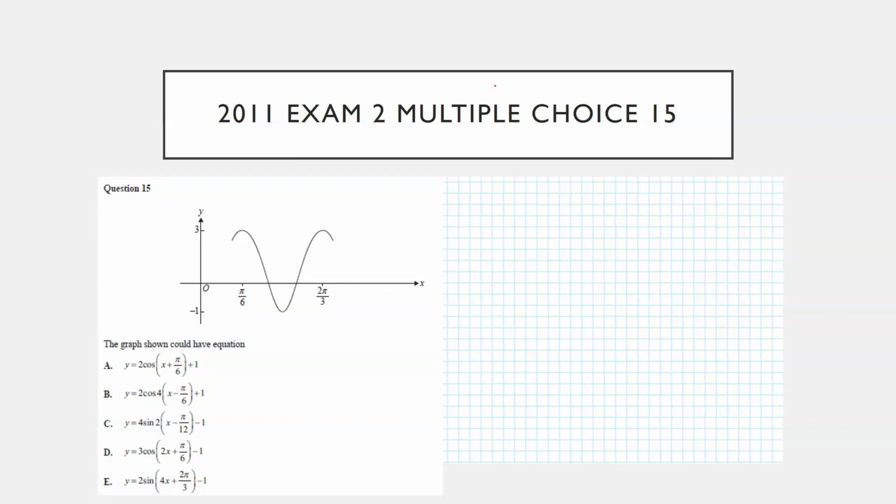Well, the first thing to note is that it's been shifted across, and it's also been shifted up, and the amplitude has changed. So let's start by looking at the amplitude. The current range is going from negative 1 to 3. What that means is that that's a total of 4, so the amplitude must be 2.